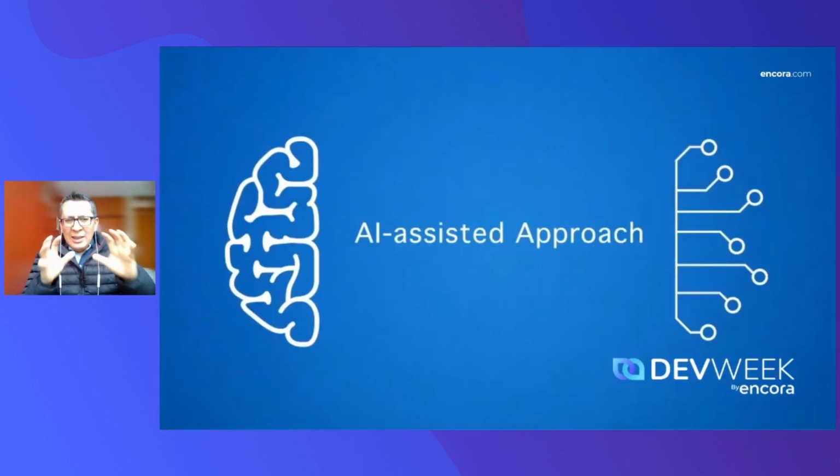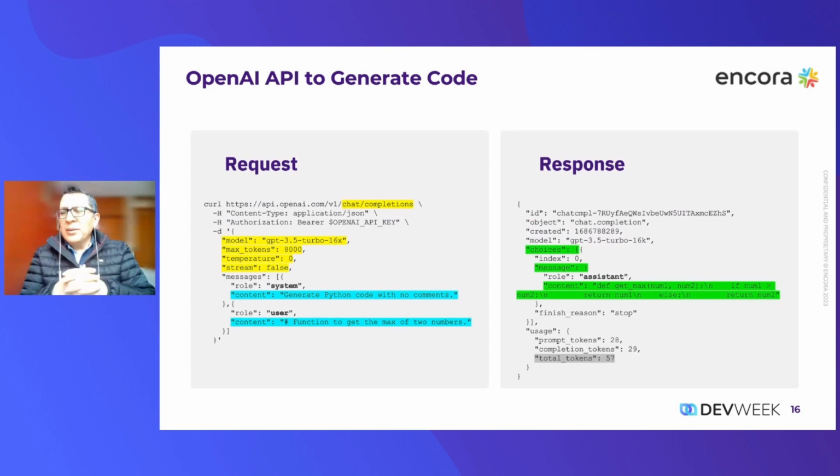Okay, now let's review the specific solution that we are providing for this case study using AI approaches. To provide a solution, we are going to use the OpenAI API to generate code. This API has a request. In that request, we have the URL and the endpoint, the chat completion endpoint. Also, we have different parameters, but previously you need to provide an authorization using an API key. You can get the API key from your OpenAI account.